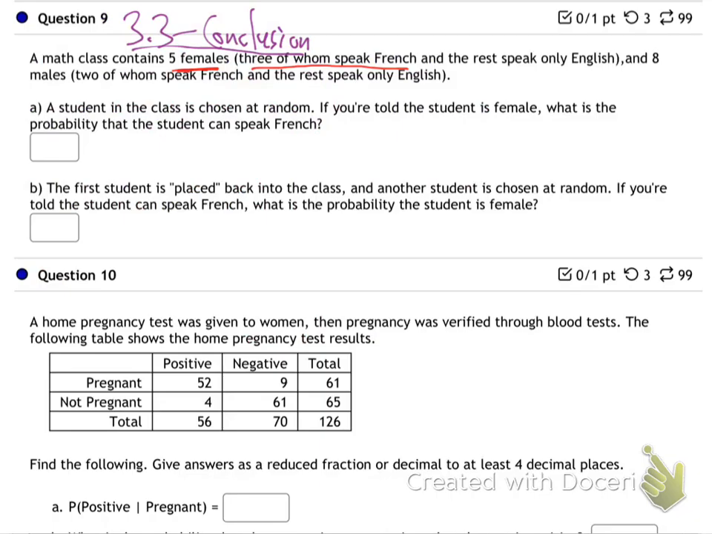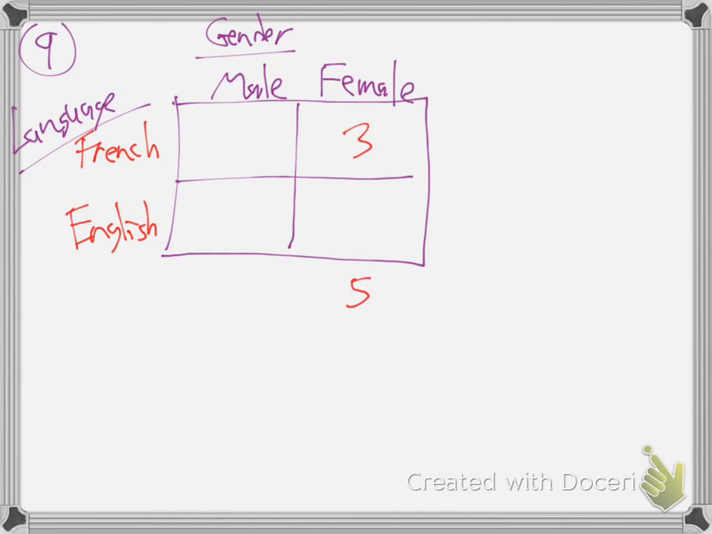And then we'll go back. And the rest speak only English. So what's the rest? The other 2. So far so good? See what they're saying there?